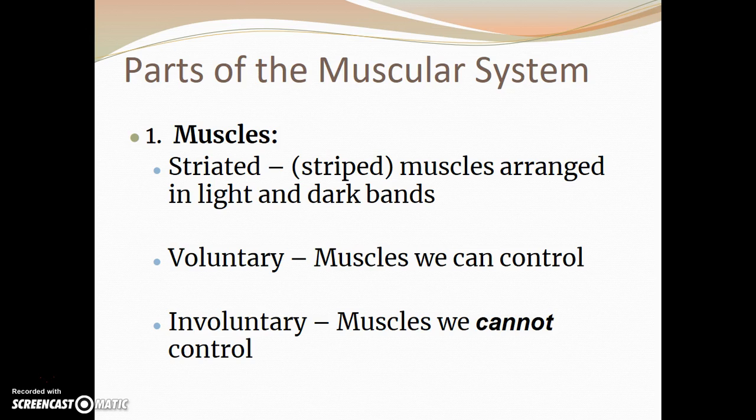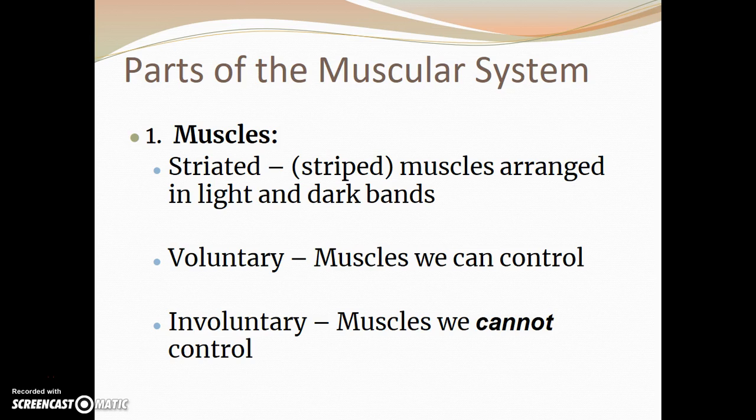Voluntary. Voluntary means that we have a choice. These are muscles that we can control. You can choose to move your hand in a certain way because those muscles are voluntary.